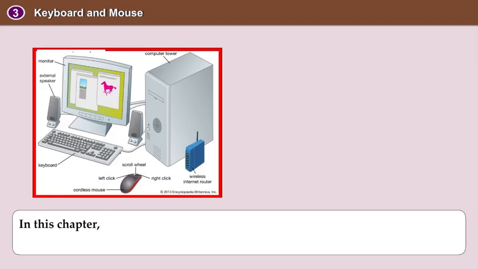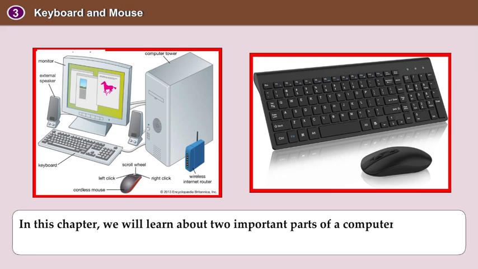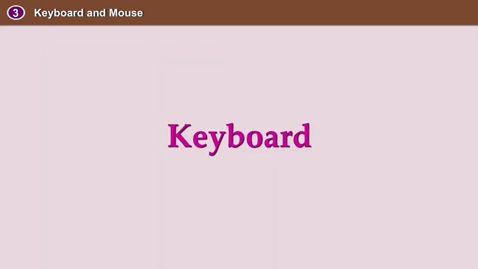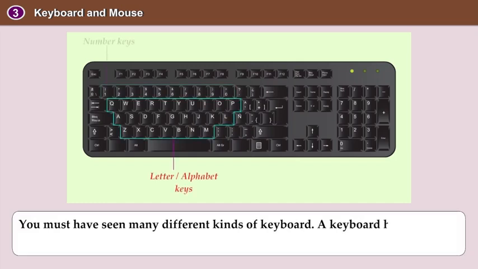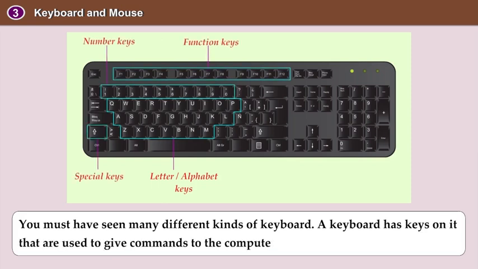In this chapter, we will learn about two important parts of a computer: keyboard and mouse. Keyboard. You must have seen many different kinds of keyboard. A keyboard has keys on it that are used to give commands to the computer. Let us learn about these keys.